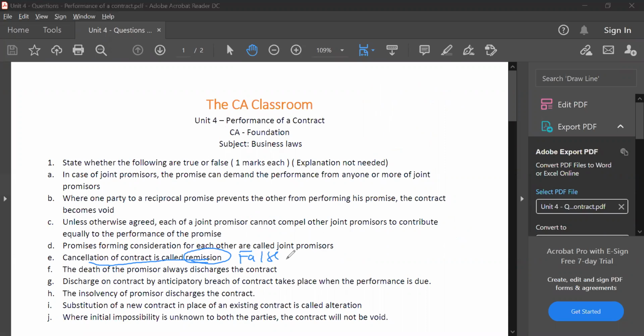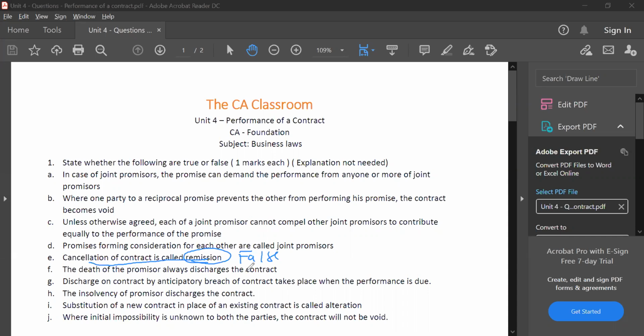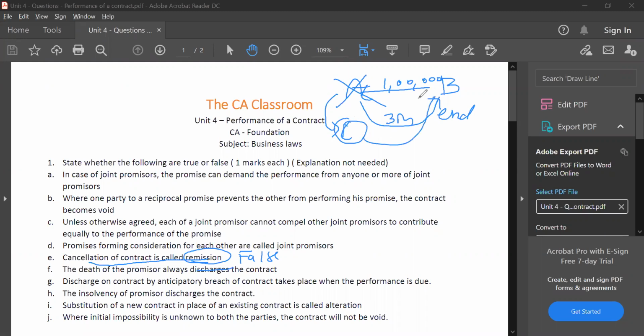Next. The death of a promisor always discharges the contract. Answer. False. They are saying death of a promisor discharges, means ends the contract. Answer is false. See, generally death leads to ending of the contract, but however, let's say for example, A has taken a loan of 1 lakh from B. Now, after taking the loan, he told he'll pay back within 3 months. Now, what is the performance of the contract? A has to make the payment back to B. Now, after 1 month, let's say A died. Can I say contract is discharged, contract is ended? No. A's legal heirs, let's say C, have to make the payment to B.